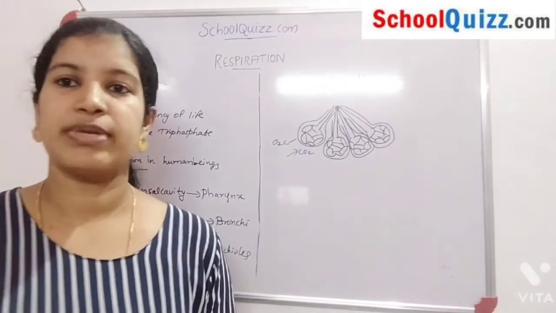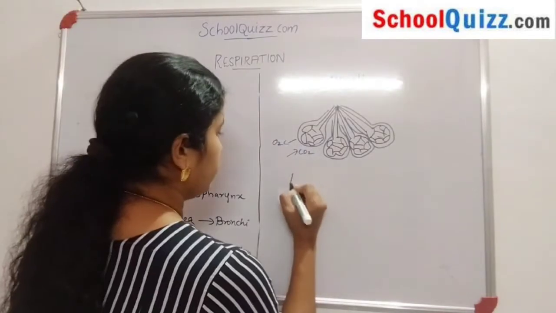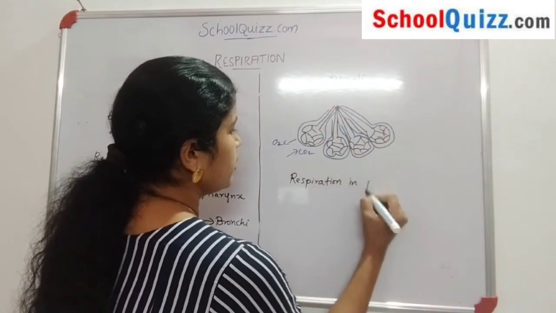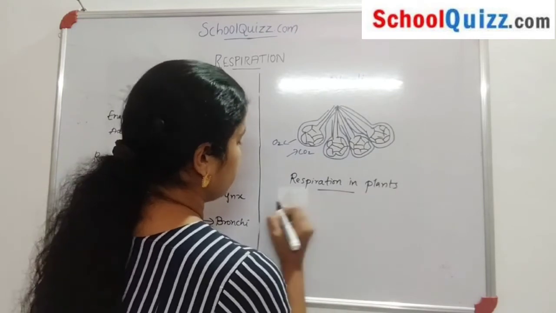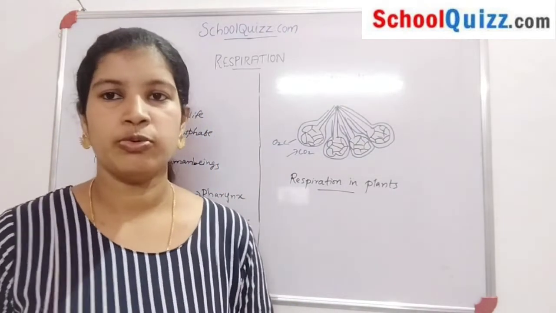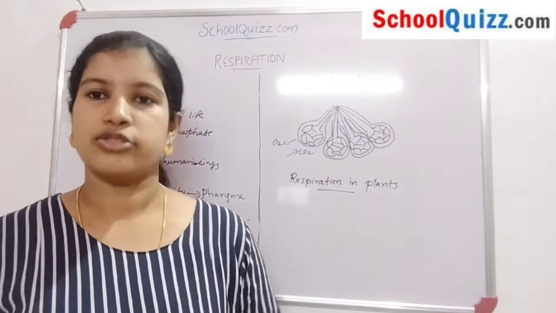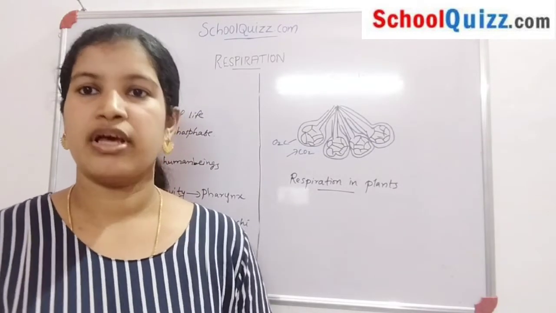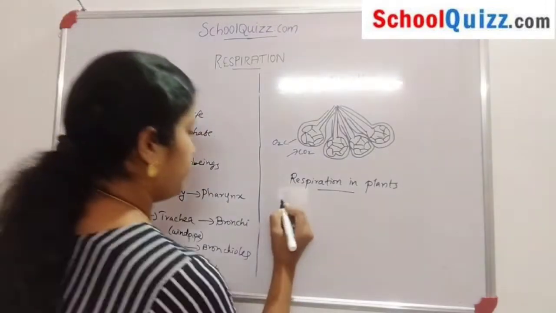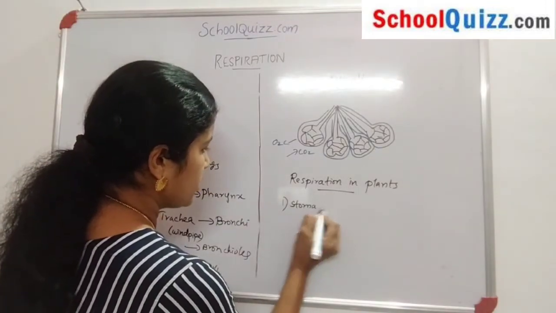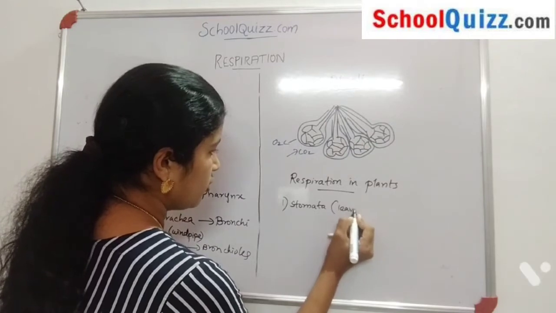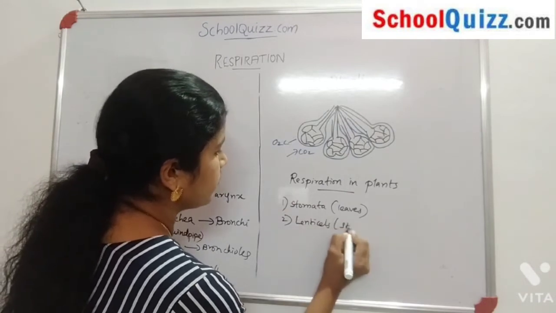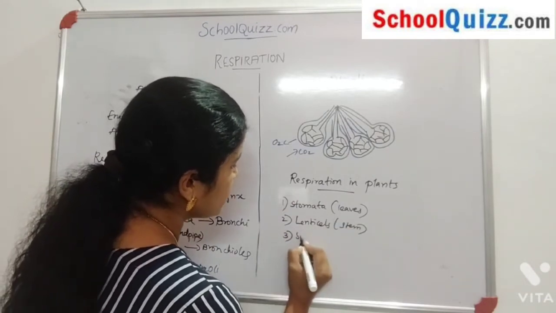Then let's see the respiration in plants. Respiration in plants mainly takes place through three things, that is stomata, which is present on the leaf surface, lenticels, which is present in stems, and the surface of roots. Stomata, leaf, lenticels, stem, and surface of root.